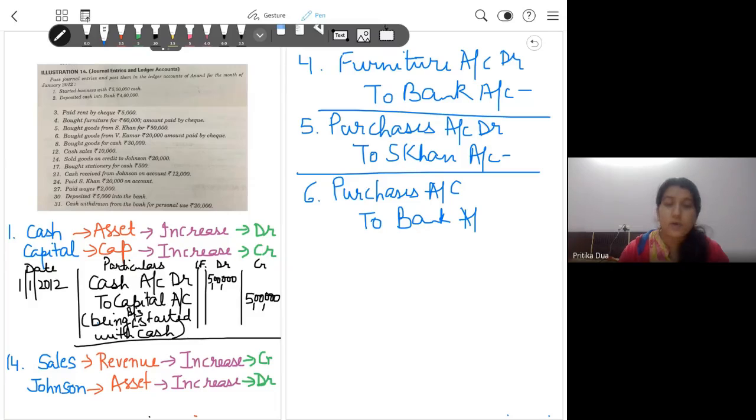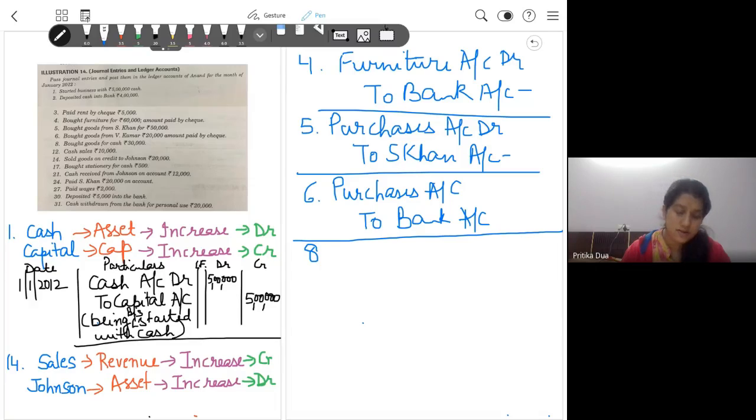So, class, for the rest of you, purchases and bank account are the two accounts involved in the entry on 6th. So purchases account is debited, it is an expense. Nominal account, दोनों तरीके से डेबिट होगा, and you are making the payment by check. So bank account is decreasing, asset is decreasing, so it will be credited.